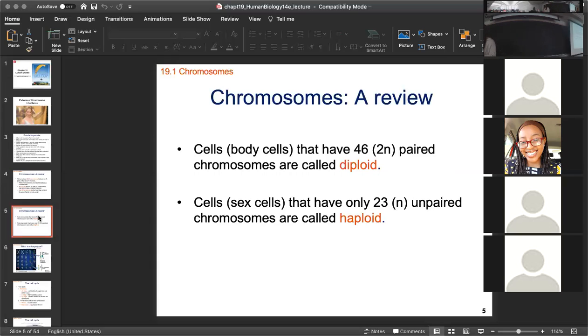So cells that have 46 paired chromosomes are called diploid. So that's what a human is. A human is a diploid because we have 46 chromosomes in pairs, or 2N is another way to say that. The N being the number of pairs that we have. You can also have an organism that is haploid. A haploid organism is one that is unpaired, that would just have 23 single chromosomes. Not like that picture that I'm going to show here on the next slide.